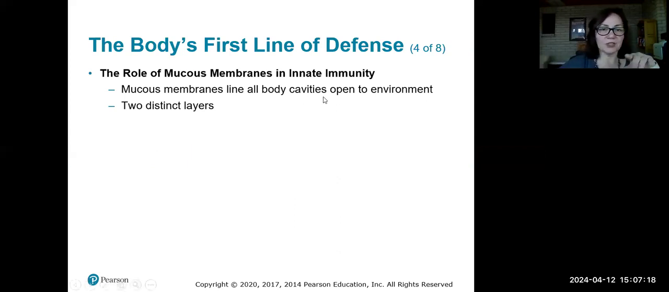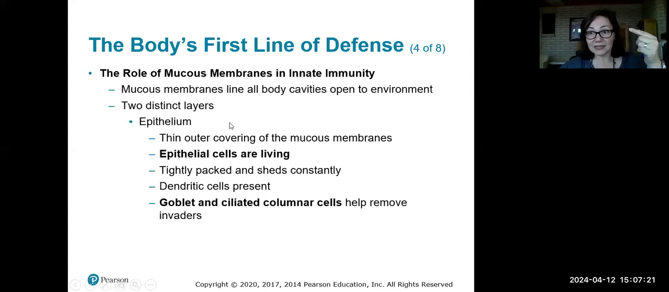I'll show you two distinct layers again. There's an epithelial layer, just like there was with the skin, a little bit different. The mucosal epithelium is a little bit wetter, a little bit thinner. They are living cells, they're tightly packed. Again, just like with the outer skin, there's shedding of these cells. But on top of that, we now have goblet and ciliated columnar cells. So goblet cells produce mucus and ciliated columnar cells, with the cilia moving that mucus along so we can cough it out, for example.